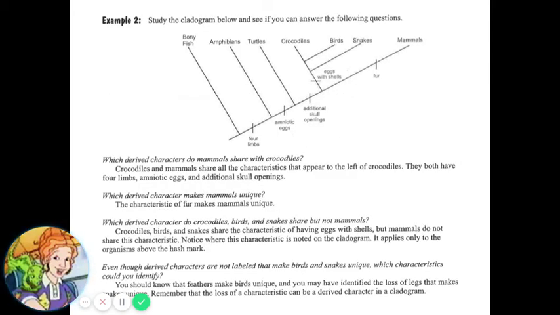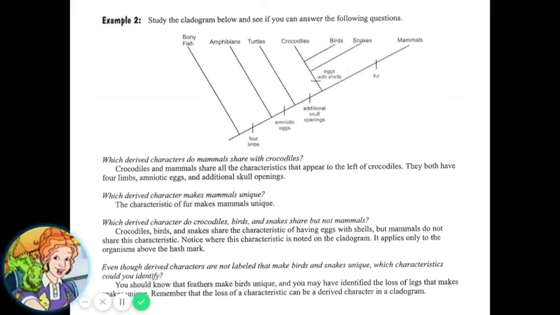All right, study the cladogram below and see if you can answer the following questions. It says, which derived characters do mammals share with crocodiles? Okay, so here's mammals, here's crocodiles. Okay, it says crocodiles and mammals share all the characteristics that appear to the left of crocodiles. They both have 4 limbs. Okay, they both have amniotic eggs. Okay, here's 4 limbs, amniotic eggs, and additional skull openings. Okay, so again, anything to the left means they have it. It says, which derived character makes mammals unique? That's going to be fur.